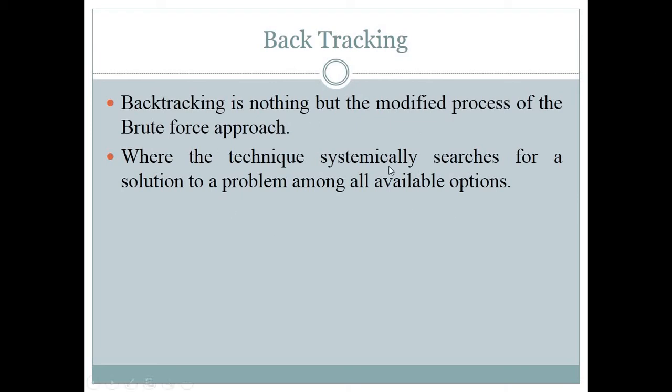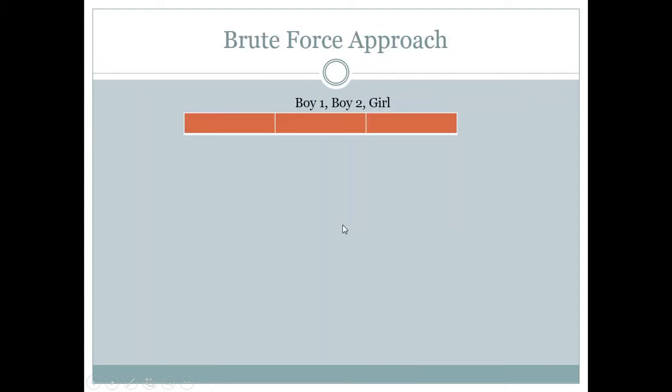So first of all, we will have to know about the brute force approach. Let's understand it by an example. Suppose we have 3 seats available and 3 persons available, in which 2 boys are there and a girl is there. In how many ways can they sit on these seats? The total number of ways will be 3 factorial, meaning 6 ways. So we will have to find in which manner they can sit on those seats.